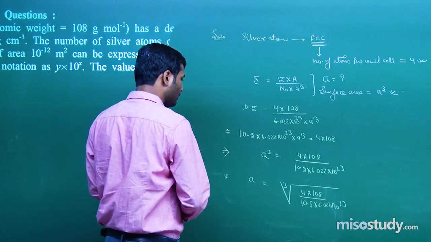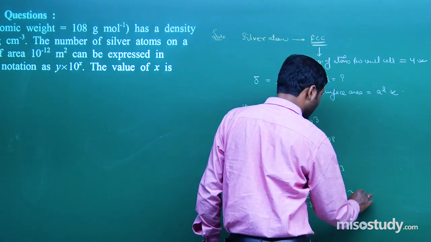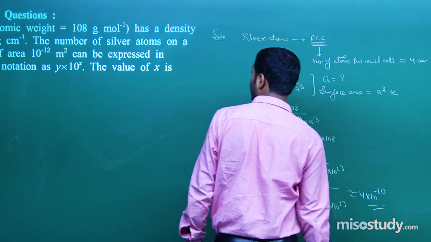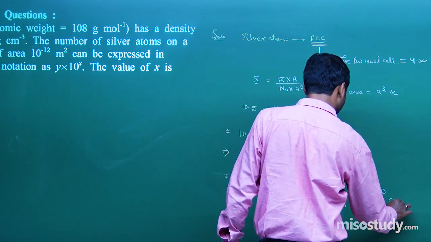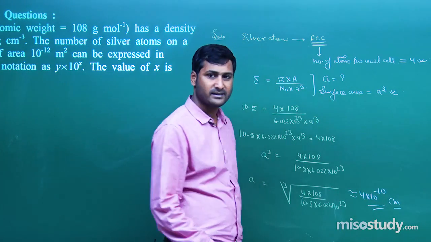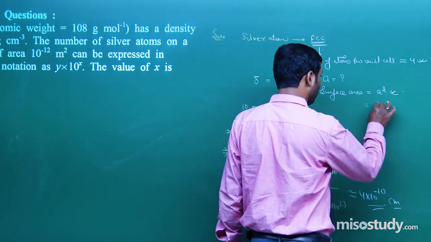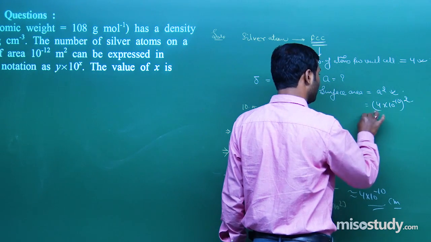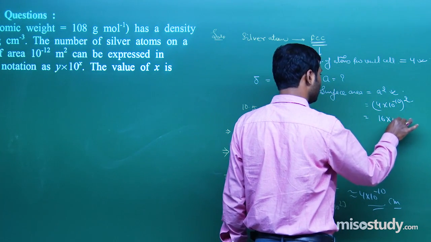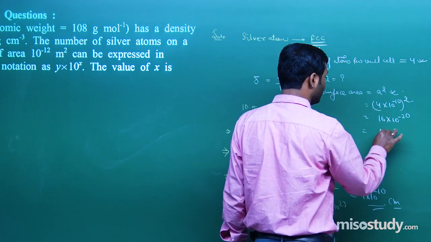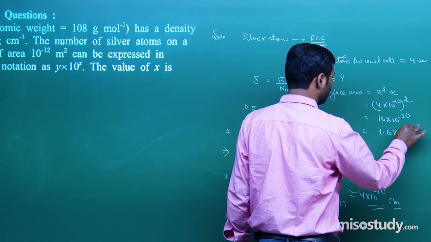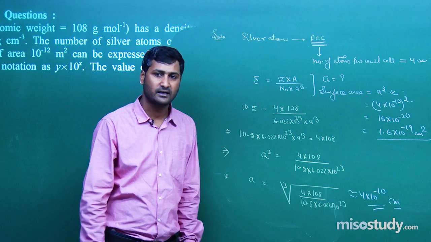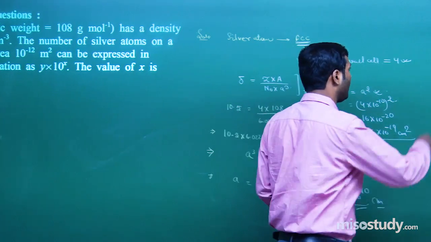After solving, you will get the figure around 4 into 10 to the power minus 10. Clear? That is centimeter. Now, what is the surface area? That is 4 into 10 to the power minus 10 squared, which will be equal to 16 into 10 to the power minus 20. We will write here 1.6 into 10 to the power minus 19 centimeter square. This is the surface area.